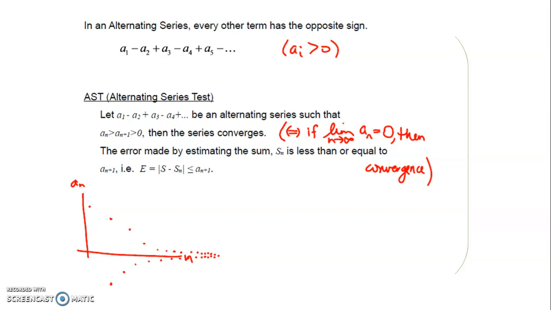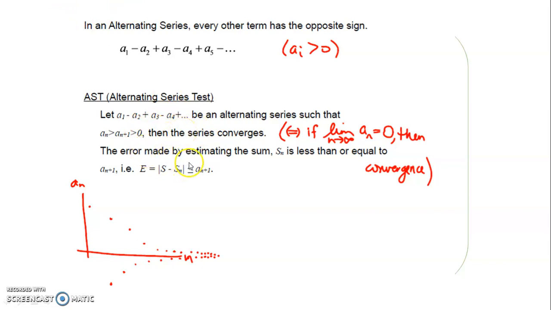So, the alternating series test. Let a1 minus a2 plus a3 minus a4 and so on be an alternating series such that an is greater than an plus 1 is greater than 0. Then the series converges if and only if the limit as n approaches infinity of an is 0. Provided this limit is 0, this alternating series converges.